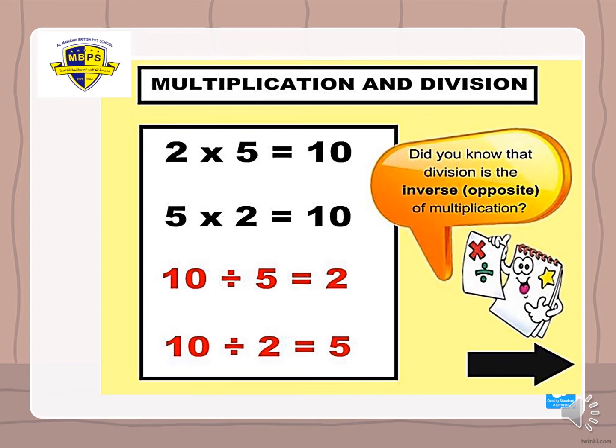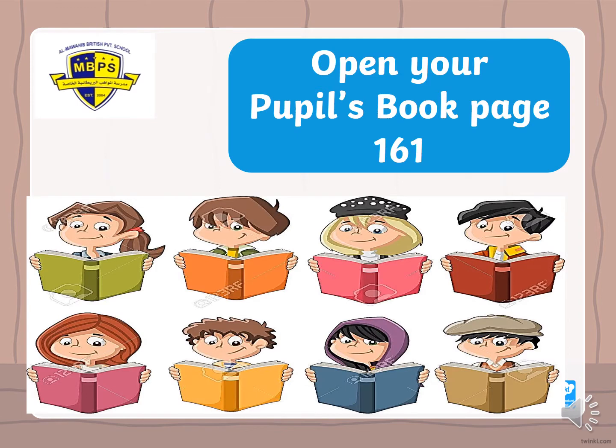In multiplication, we have equal groups, and in the answer, we count how many items we have in all. But in division, we share equally, and we find in the answer how many in each group or how many groups we have. Now, grade 1, get ready with your pupils book.